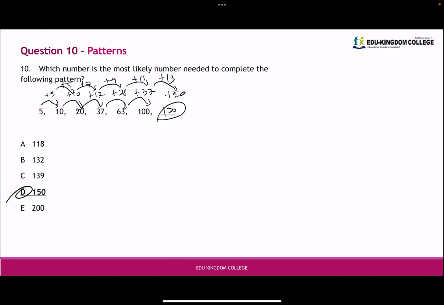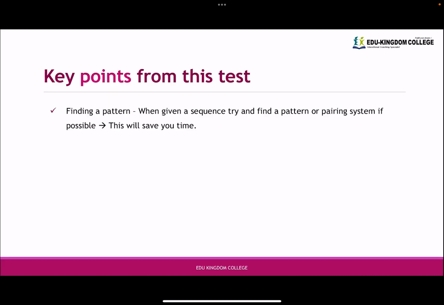Okay, so part D. Alright, so that pattern was a little bit convoluted because it was like a double layer pattern. But hopefully, now that I've explained it, you kind of get it. Okay, so that brings us to the end of this video. The key point from this test was just finding a pattern. When you're given a sequence or a list of numbers, try and find a pattern or make a pairing system to make it more efficient for you over the period of the test so you don't waste a bunch of time. Otherwise, I hope the rest of that test was okay.